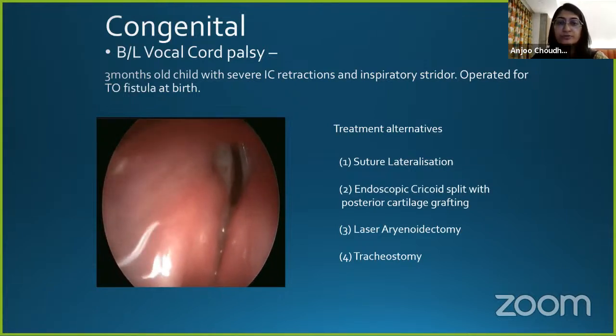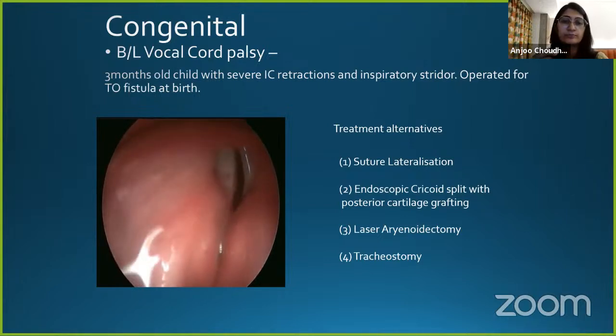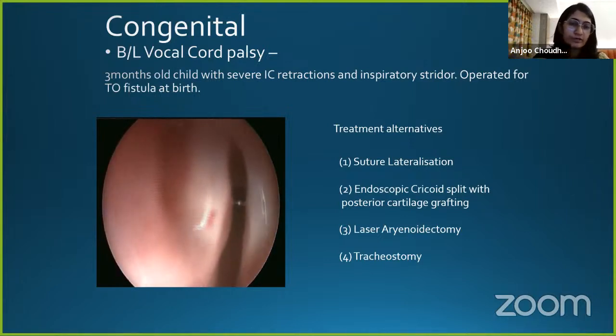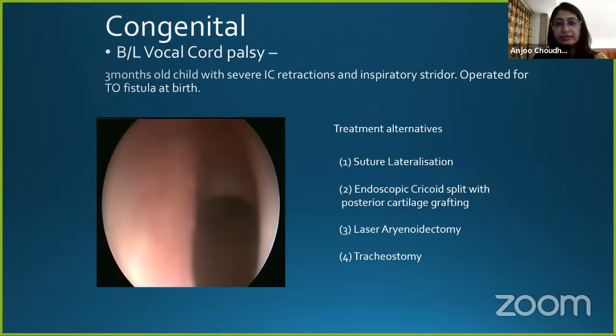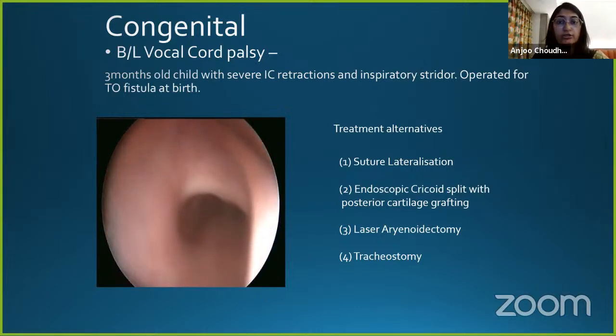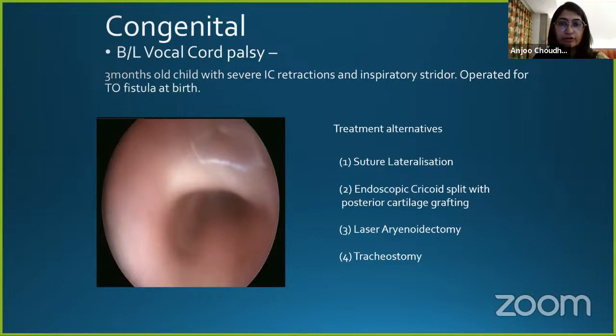The treatment options would be suture lateralization, which is an endoscopic procedure where we pass a suture from one vocal cord out into the neck to lateralize the cord. Or we can do an endoscopic cricoid split, which is again done endoscopically. We cut the cricoid, insert a balloon and expand it, or we can do a laser arytenoidectomy as the child grows. And of course, the option of tracheotomy remains because sometimes this can improve with advancing age.